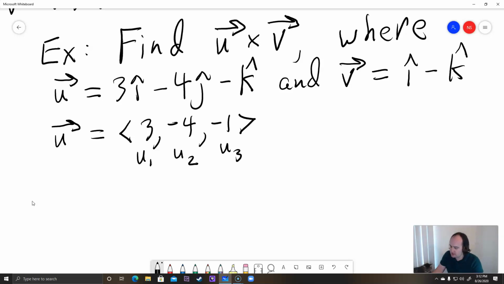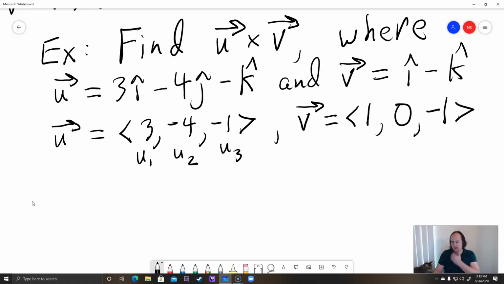Okay, and then we also want to do that with vector v. Writing it in component form, we can see that i is 1, and because there's no j, the second component is 0. And then we have negative k, so that's going to give us negative 1. So vector v is going to be 1, comma, 0, comma, negative 1. So that's v1, v2, v3.